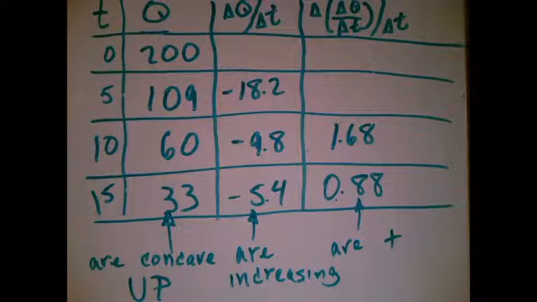Now let's summarize. We add an extra column doing rates of change one more time. When these are positive, that tells us the middle column is increasing. If the middle column is increasing, the book and the video tell us that the original values are concave up.